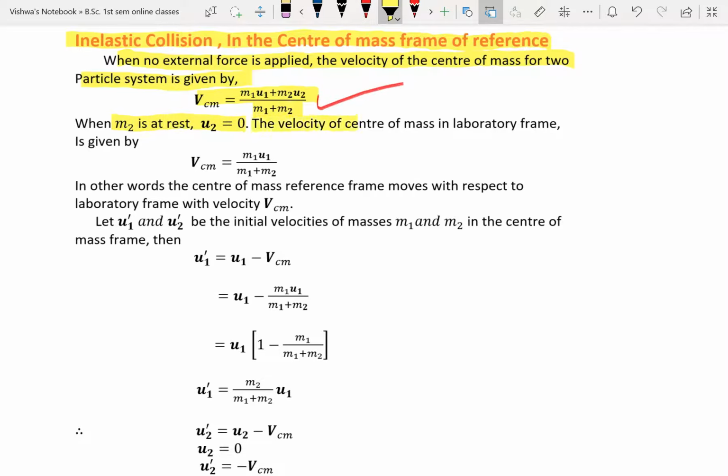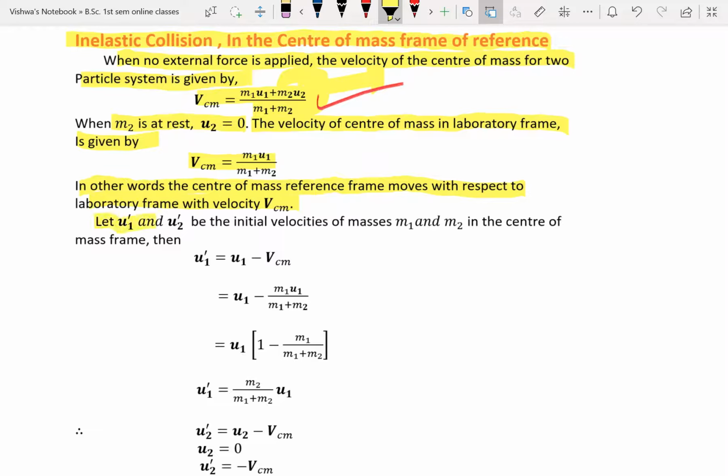The velocity of center of mass in laboratory frame of reference is given by v_cm = m1 u1 / (m1 + m2). Here this term vanishes because it is equal to 0. In other words, the center of mass reference frame moves with respect to the laboratory frame with velocity v_cm.